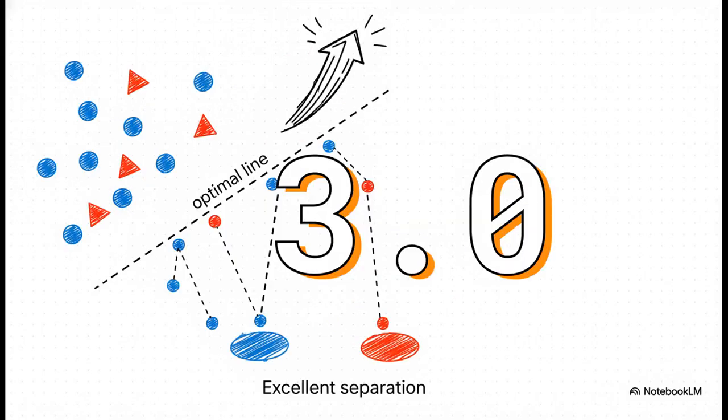So after we find that optimal direction and we project all our 2D data down onto that new 1D line, we calculate the Fisher score again. And the result? A score of 13.0. That's even higher than our simple 1D example. It's telling us that we found a projection that creates an even cleaner, more decisive separation between these two classes.